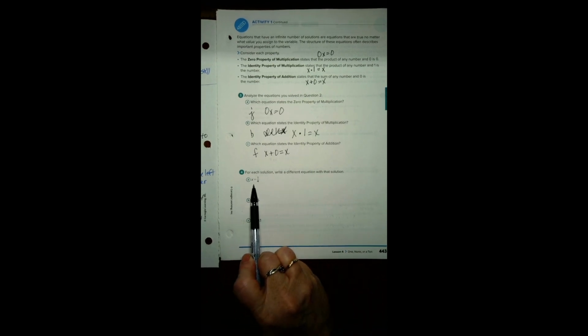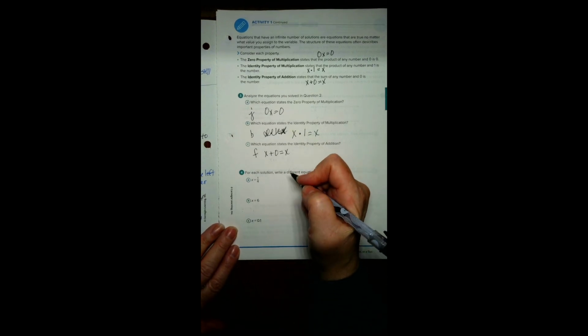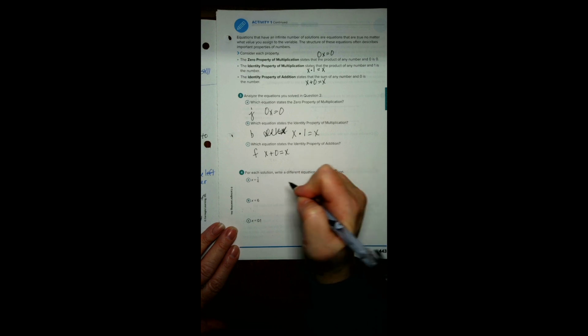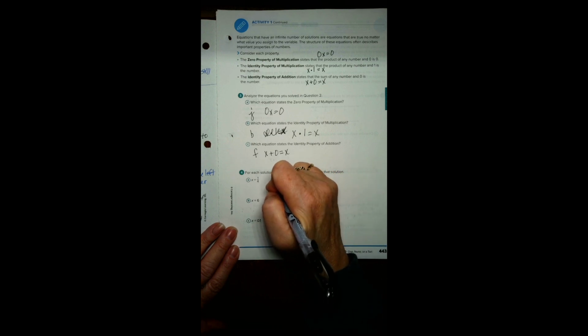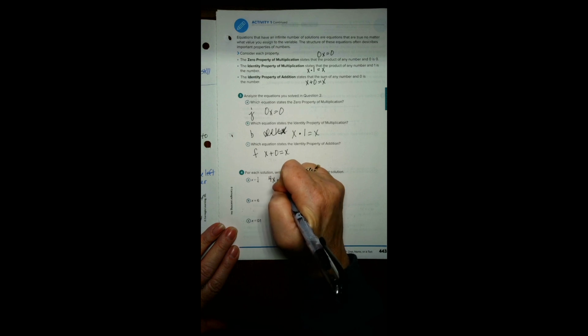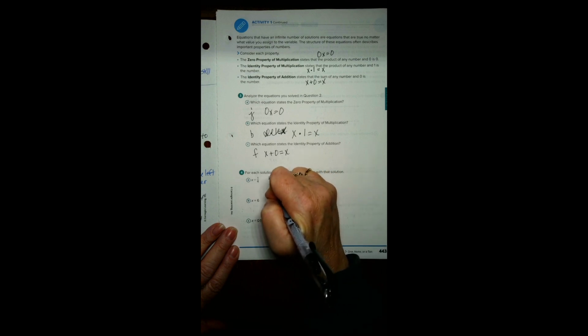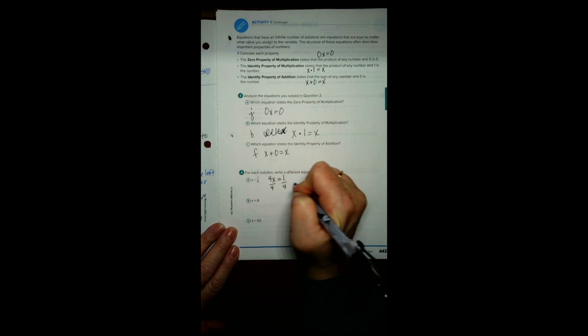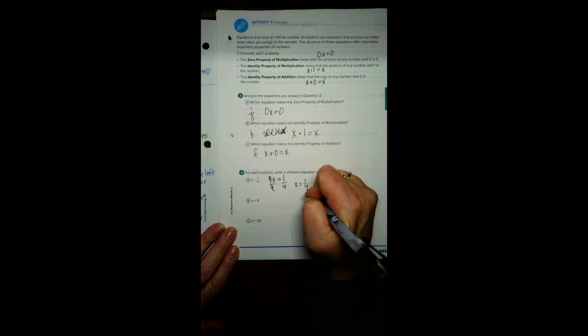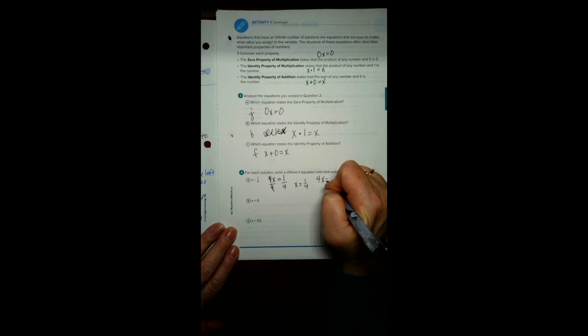Okay, number 4, for each solution, write a different equation with that solution. So it just wants us to write an equation that we would get x equals 1/4. So, for example, let's see, we could say 4x equals 1. Because in that, to solve it, I would divide by 4 and divide by 4, so I would get x equals 1/4.